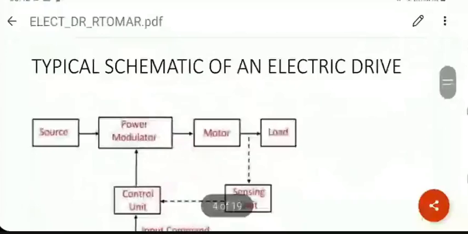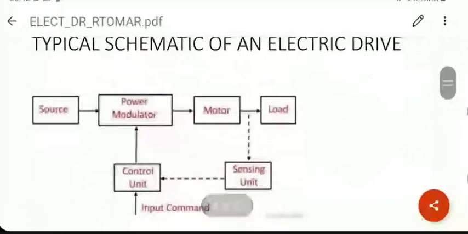Now, conceptually, the electric drive has these components. Source, which is the AC input or DC input, depending on the nature of the motor. Power modulator, that means how much of the source voltage is actually going to the motor. Not only magnitude, even frequency can be changed if necessary. Even phase shift can be changed if necessary. So power modulator does that. It modulates the output of the source in a desired fashion before feeding it to the motor.